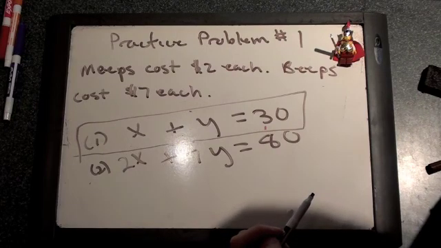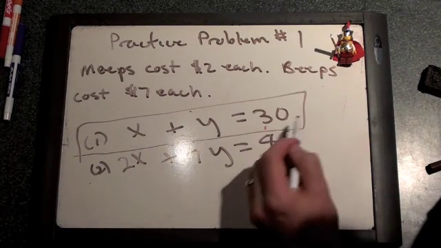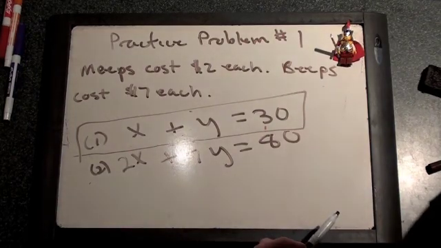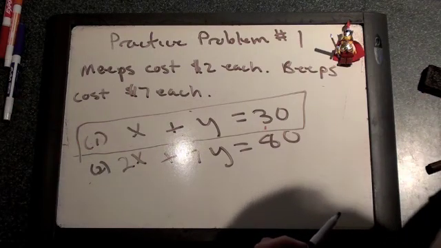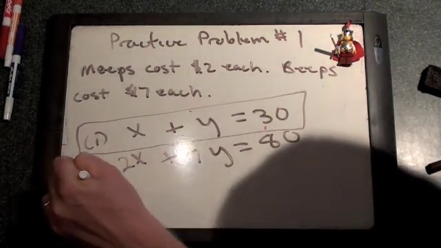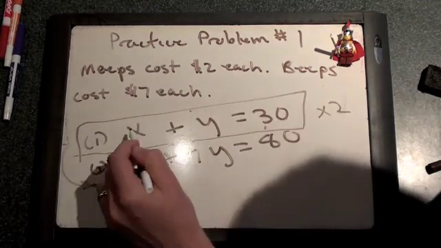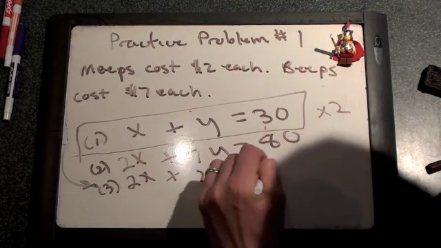You can add an x. Okay, we could add an x, but then we would have an x over here, too. If you add something to one side of an equation, you have to do it to the other side of the equation. So instead of adding an x, what's another way we can turn x into 2x? How about we multiply this equation by 2? So equation 3, which is this whole equation times 2, would say 2x plus 2y equals 60.